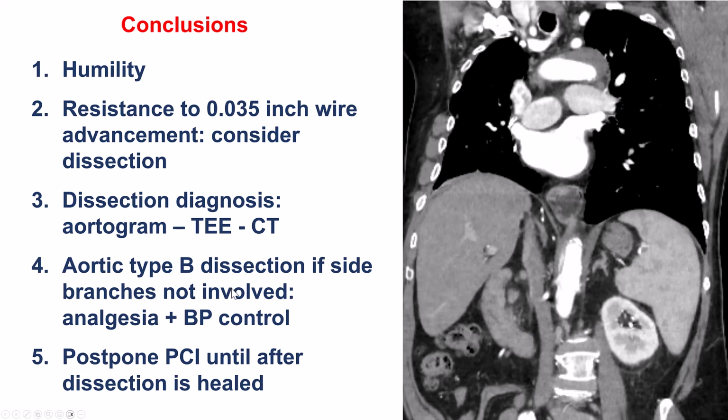How to treat these dissections? In most cases, unless there is involvement of the major branches like the renals or the SMA, conservative treatment is done with analgesia and controlling the blood pressure, and this is what was done in this particular patient. And of course, PCI was postponed and should be postponed until after the dissection flaps are healed.